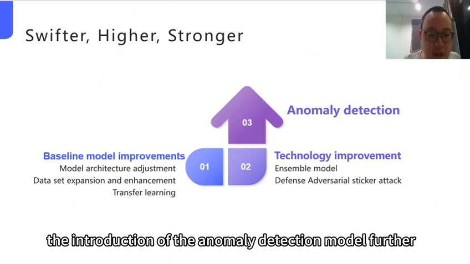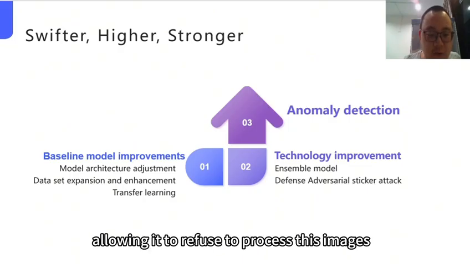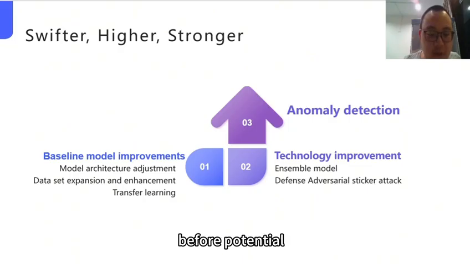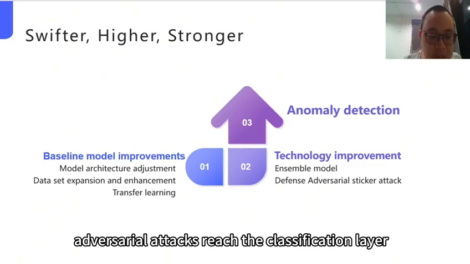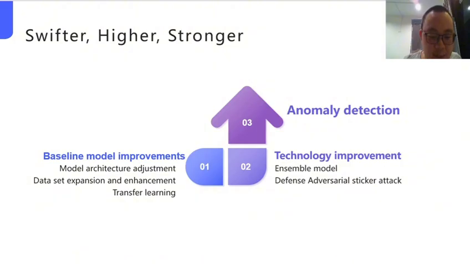The introduction of the anomaly detection model further improves the security of the model, allowing it to refuse to process an image before potential adversarial attacks reach the classification layer, providing a more robust protection mechanism.